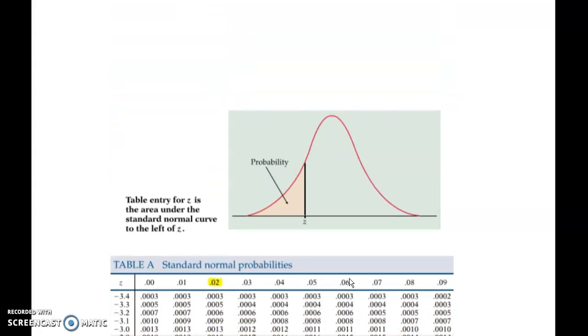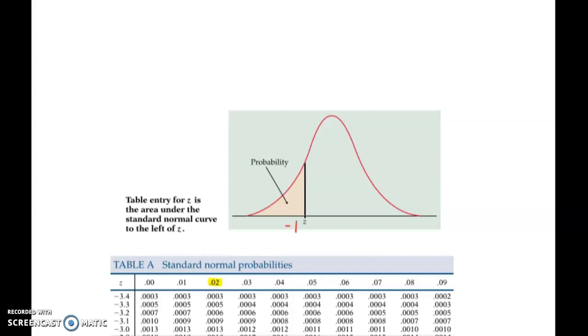And just to show you the image above, the one thing about the z-score tables is it always gives us area to the left, which means if I'm trying to find the area to the right, I'm going to have to first find the area to the left and then use the fact that my total probability is equal to 1, and then I can subtract my probability from 1.